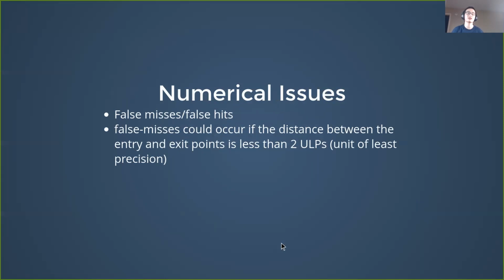There are certain numerical issues regarding traversals. There can be false misses and false hits. False misses can occur if the distance between the entry and exit point is less than 2 units of least precision. Based on this analysis, there are algorithms for more robust traversal to prevent numerical issues.